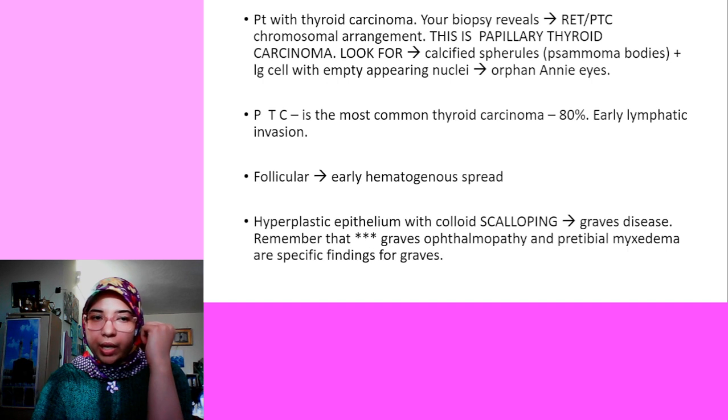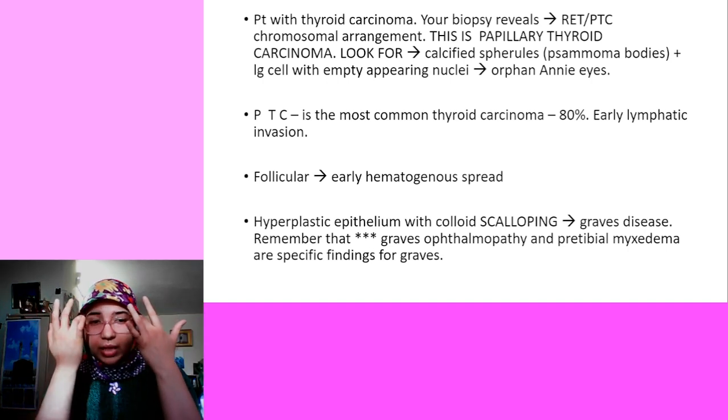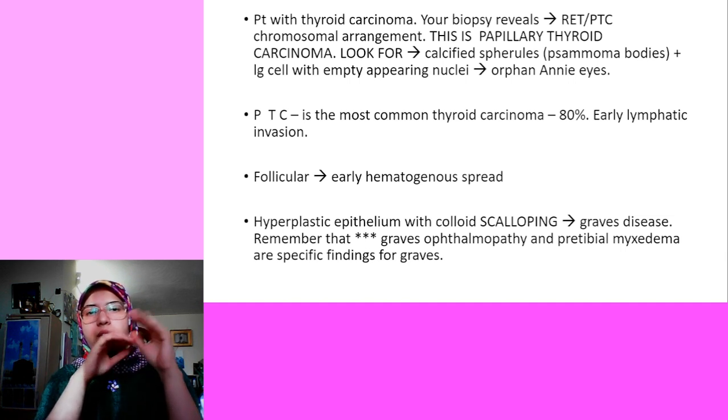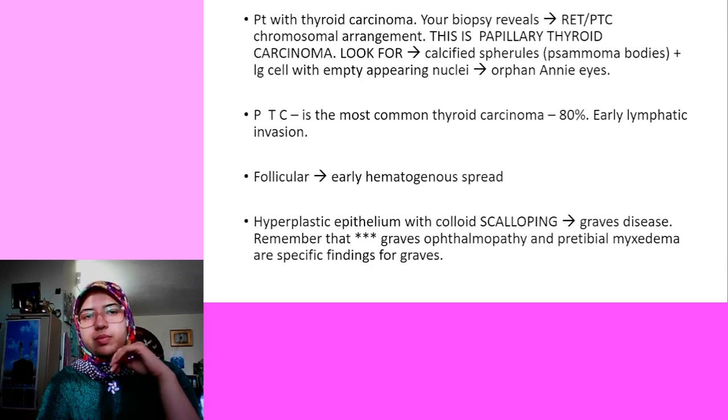What has early blood spread? Follicular. Hyperplastic epithelium with colloid scalloping. That is Graves' disease. Remember that in Graves, the 2 specific findings are Graves' ophthalmopathy and pretibial myxedema. These are specific to Graves.